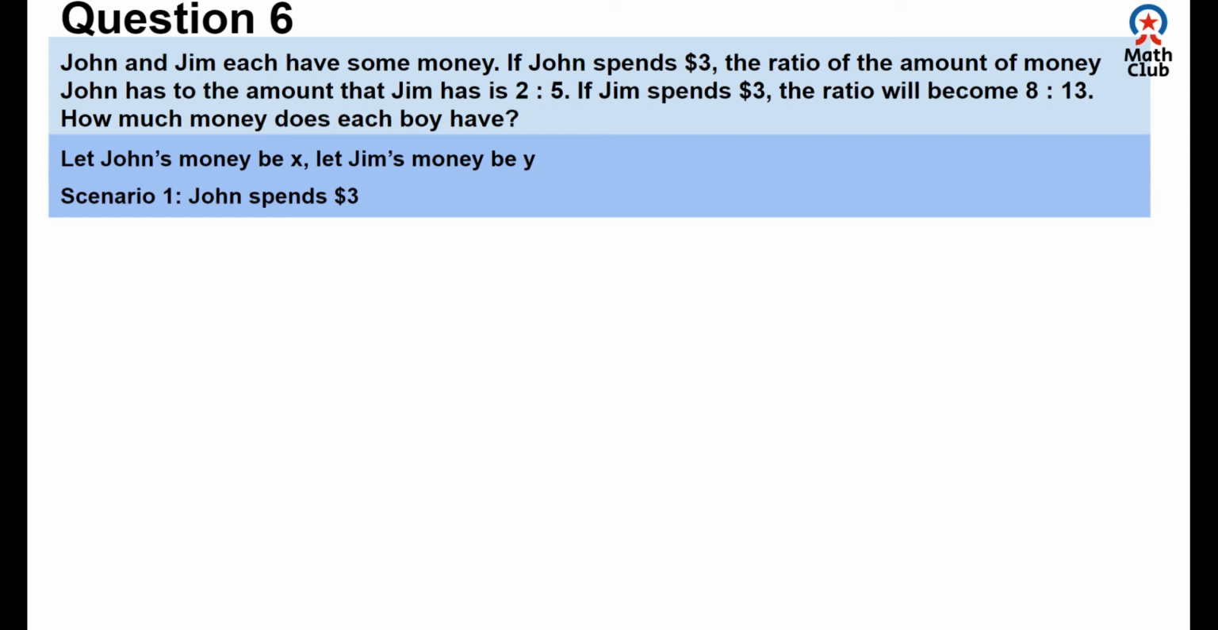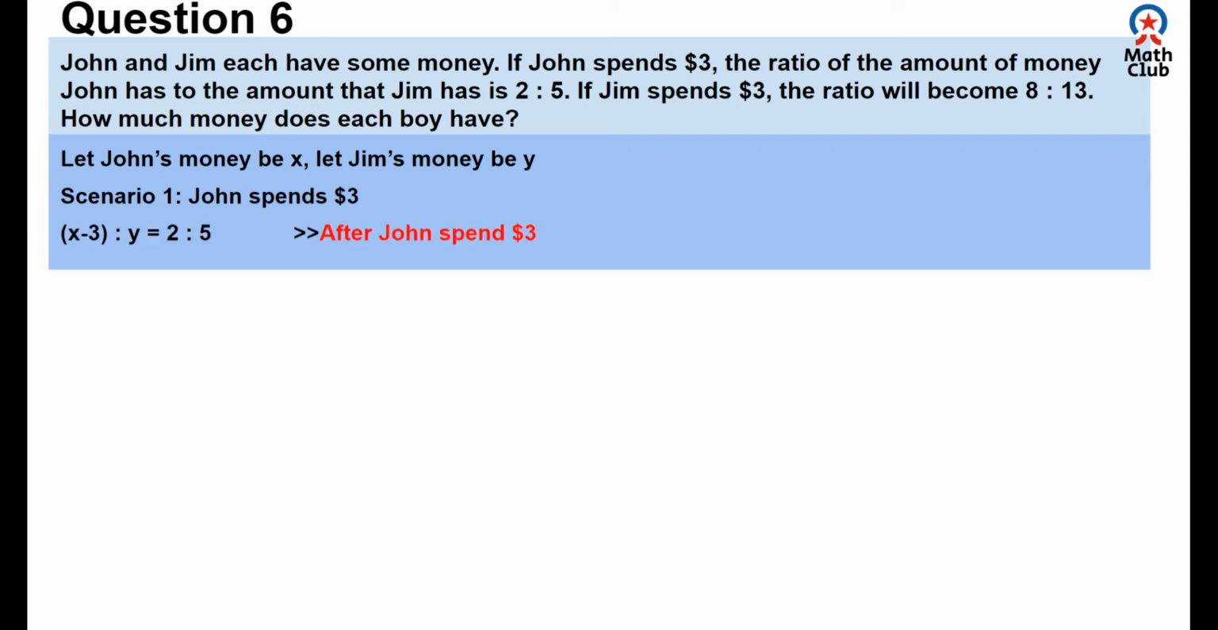So the first scenario is when John spends $3. As I say, when John spent $3, the ratio of the amount of money John has to Jim is 2 to 5. So by illustrating it here, as John's money is X, when he spends $3, it will be X minus 3, and that's to Y. And this equals 2 is to 5. So this is when John spends $3.